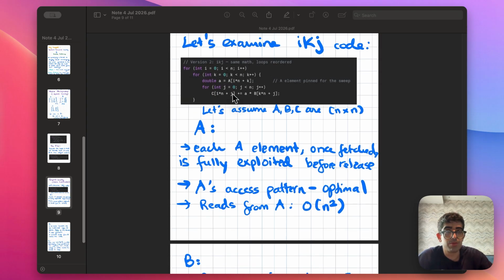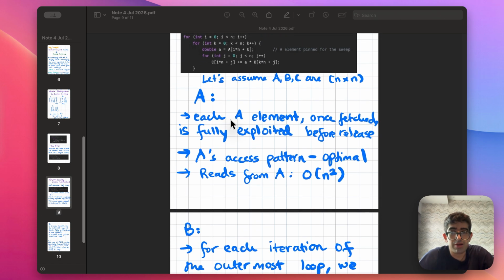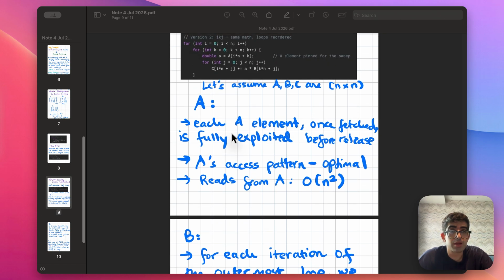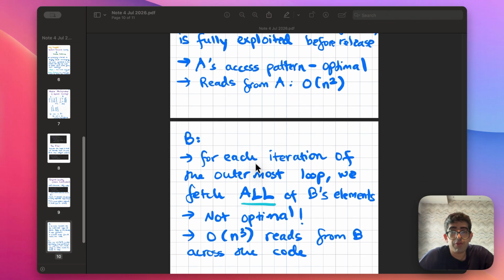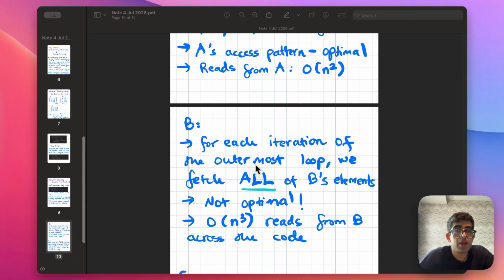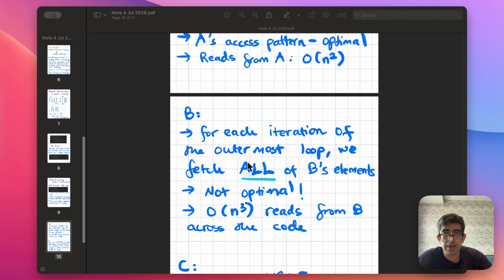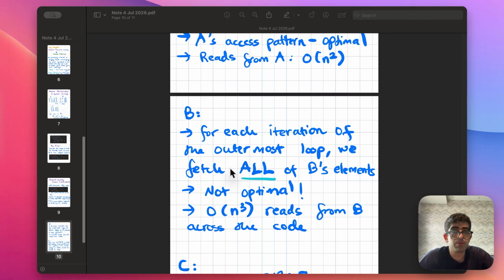We can see from this access pattern, where we are loading all of the elements of B across the outer loop, that it roughly comes to cubic reads of B from memory in the worst case. For each iteration of the outermost loop, we fetch all of B's elements, and this is clearly not optimal from a temporal locality lens, which says that we ideally need to reuse data whenever we fetch from memory. And as I mentioned, there are n cubed reads from B from main memory across this matrix multiplication kernel.